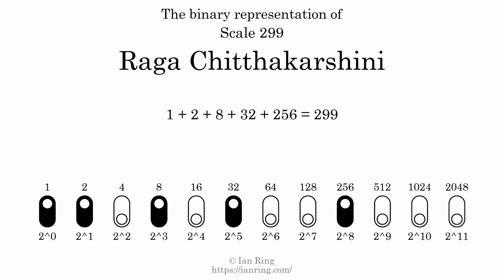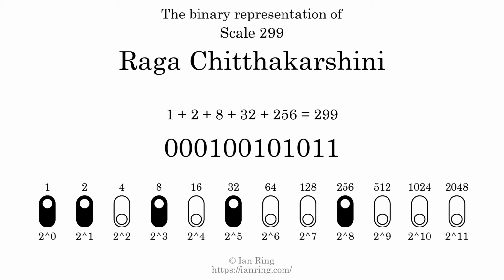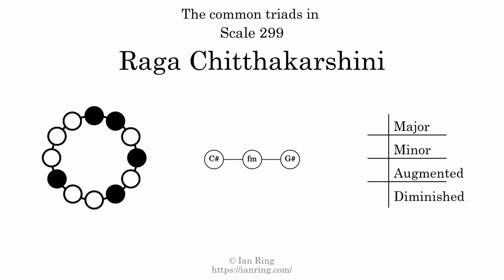The scale number not only enumerates the scale with a unique index, but it also literally describes the tonal content of the scale. Represented as a binary number in base 2, the scale number is 0001001010111. Here are the common triads present in this scale.